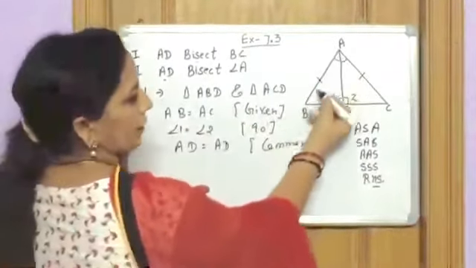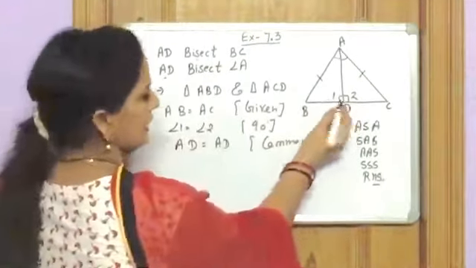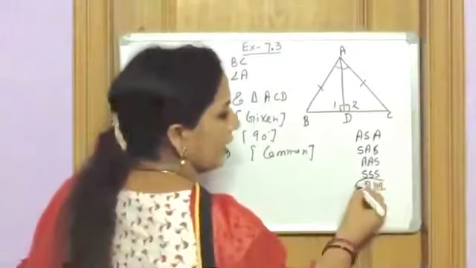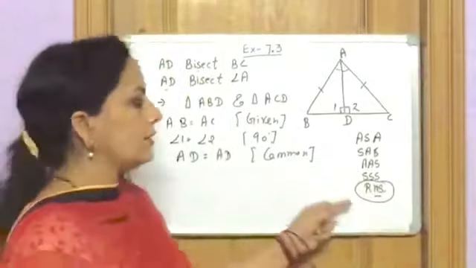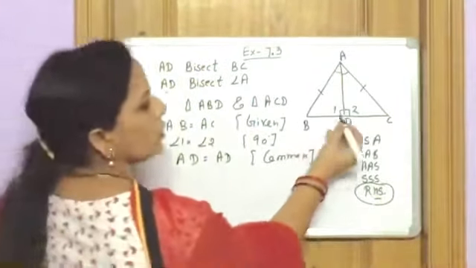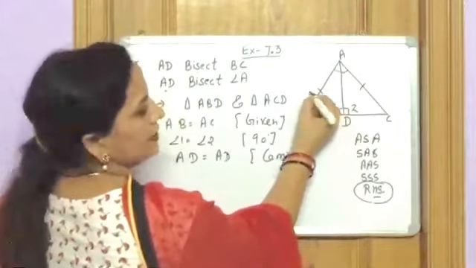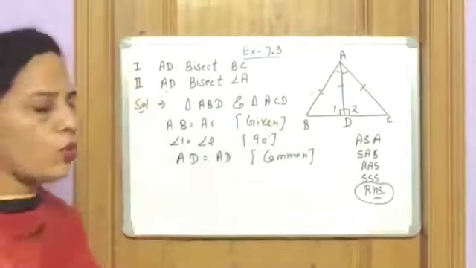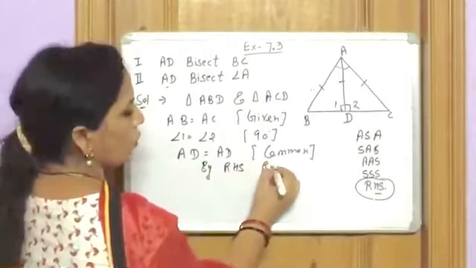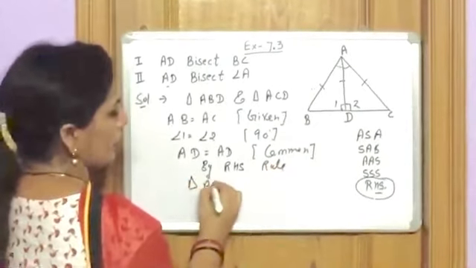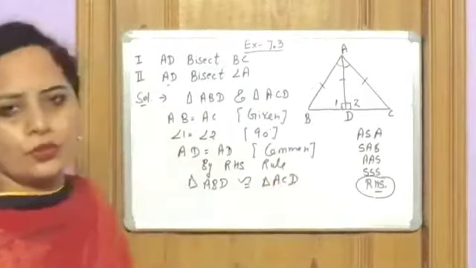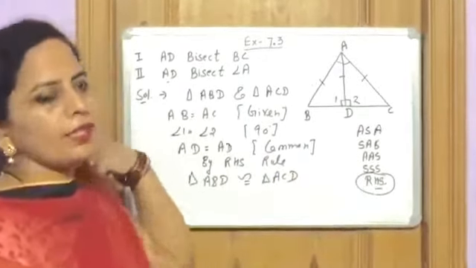First one is a side AB, second one is the angle 90 degrees, and third one is a side. So check it out, whether here is the RHS rule or not. RHS rule means right angle, hypotenuse and a side. And here we have one 90-degree angle, and this is the hypotenuse and this is a side. So we can say that by RHS rule, these two triangles are congruent.